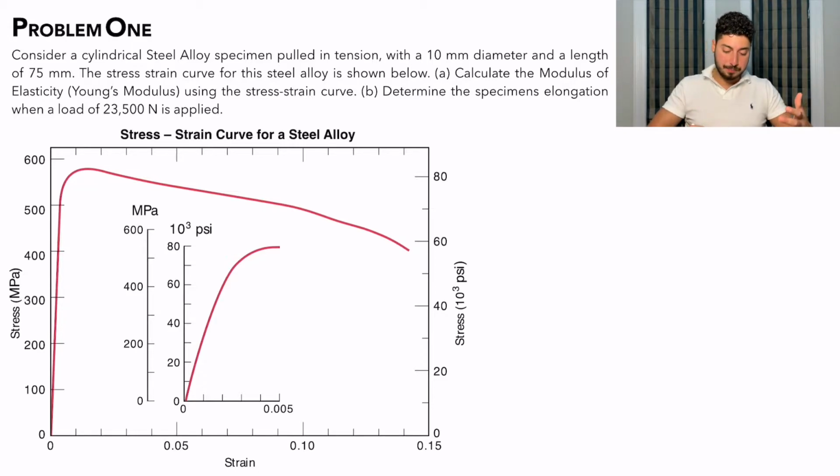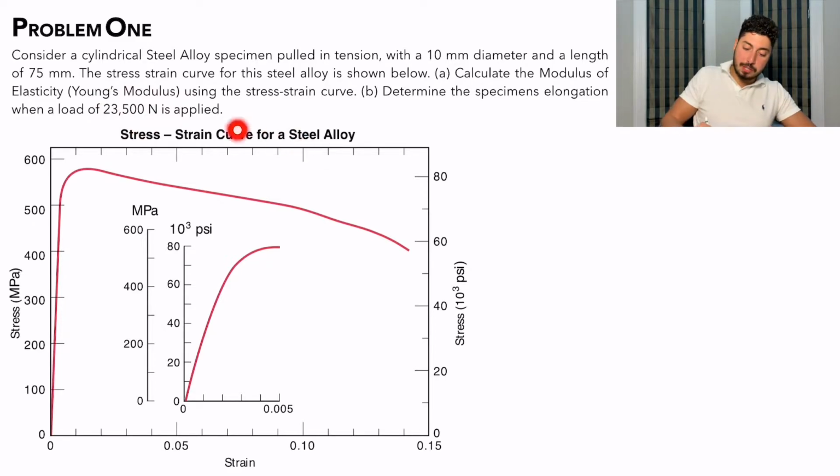Problem 1 says, consider a cylindrical steel alloy specimen which is being pulled in tension, having a 10 millimeter diameter and an initial length of 75 millimeters. The stress strain curve for the steel alloy is shown below. Part A says calculate the modulus of elasticity, or the Young's modulus, using the stress strain curve. And part B says determine the specimen's elongation when a load of 23,500 newtons is applied.